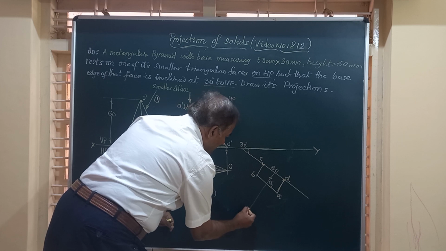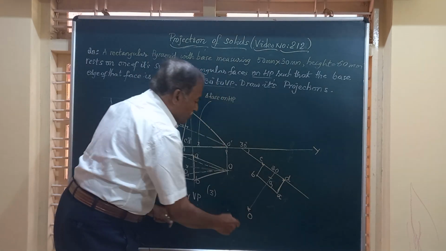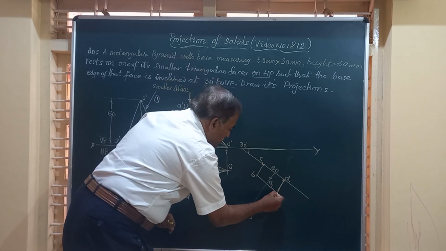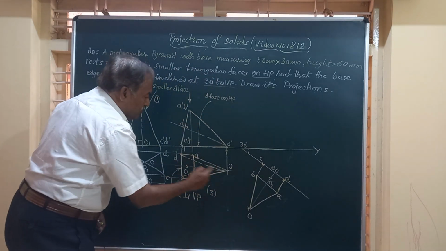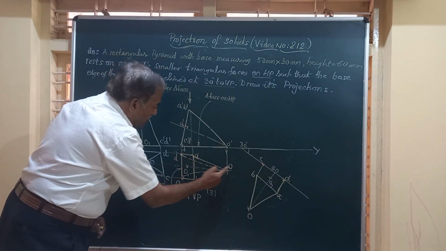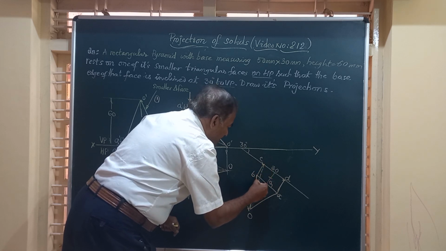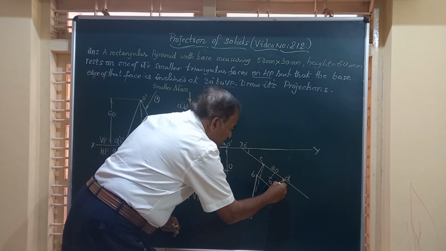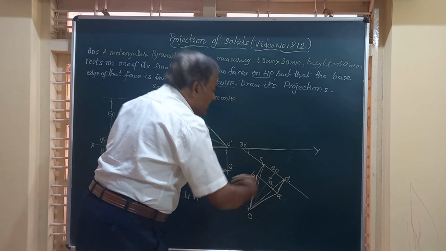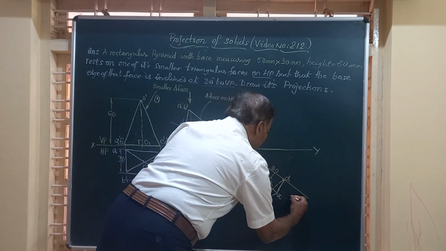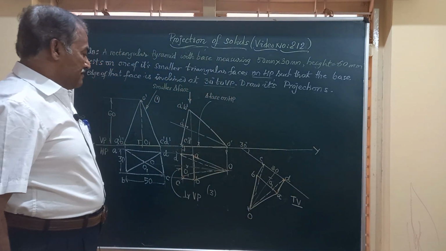So friends, we have got this O, the vertex. So I have to join this O to all the corners. So join O to A, O to B, same as this O to A, O to B. OD and OC are invisible lines. So show them by dotted line, both OC and OD. And friends, this will give you the final top view of the rectangular pyramid.